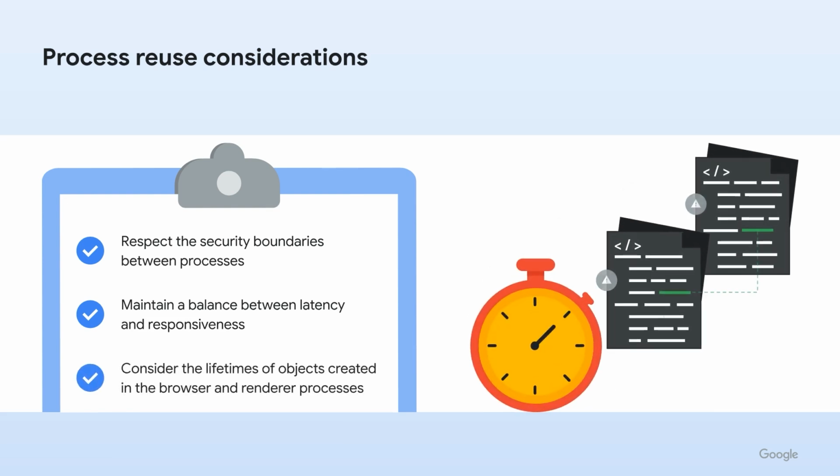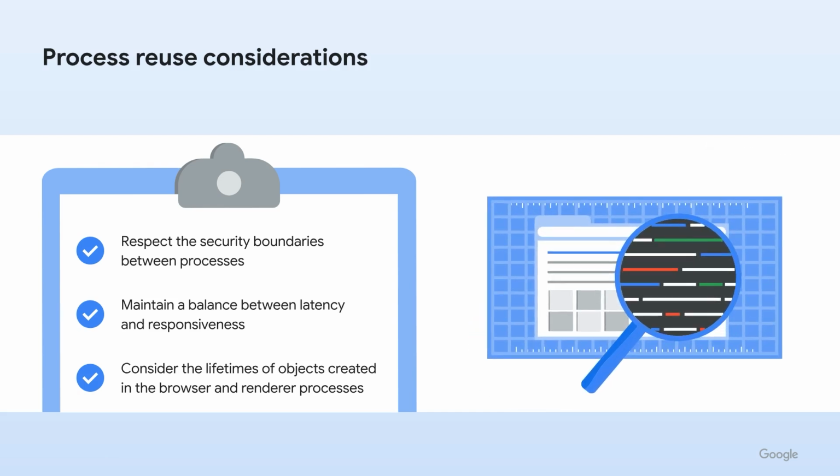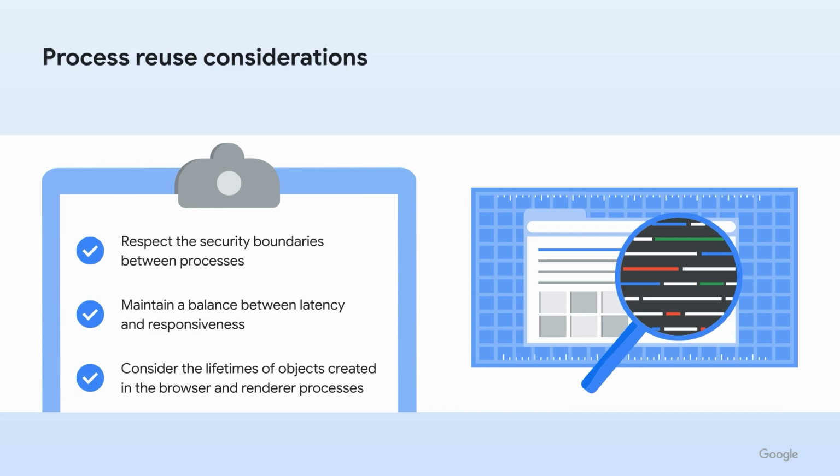New feature designers must consider the lifetimes of the objects they create in the browser and renderer processes, and whether these objects might live longer than expected if shared with other documents in the same program. Object lifetime bugs can often have security implications. By understanding these constraints and trade-offs, you can more productively explore the design space for process model decisions when flexibility is available. Now let's discuss some of the tools you can use to understand how Chrome is behaving and how processes are being isolated and shared within the browser.